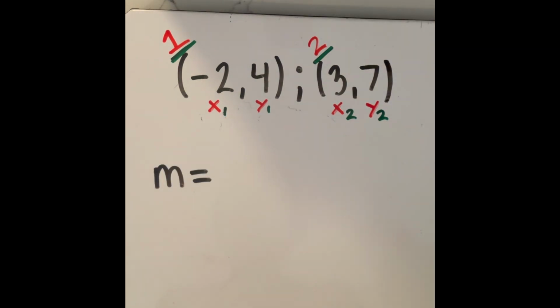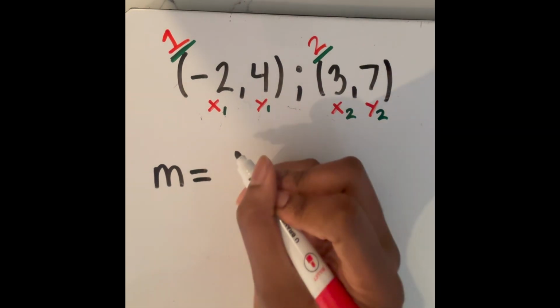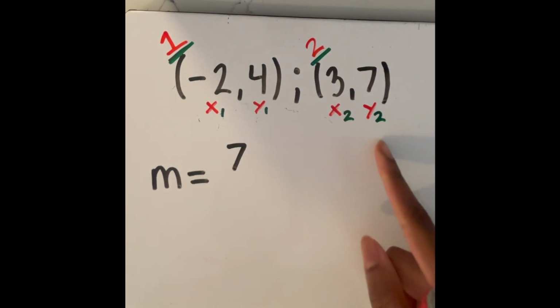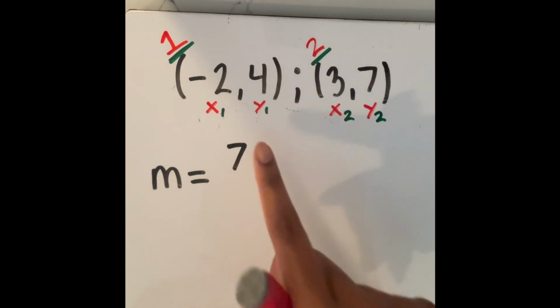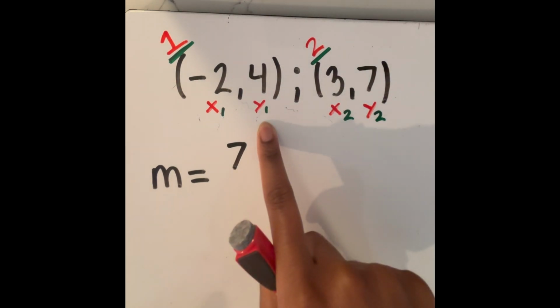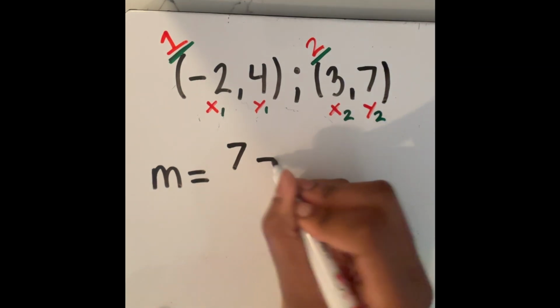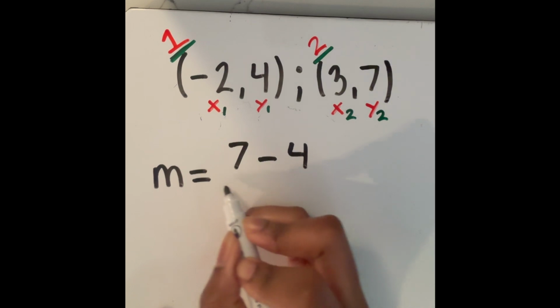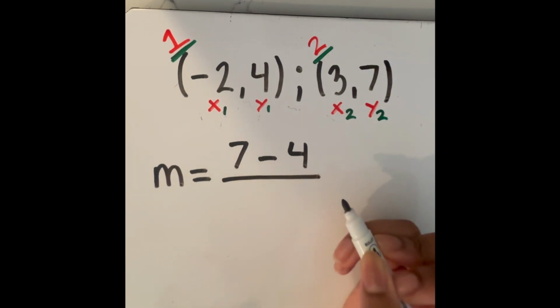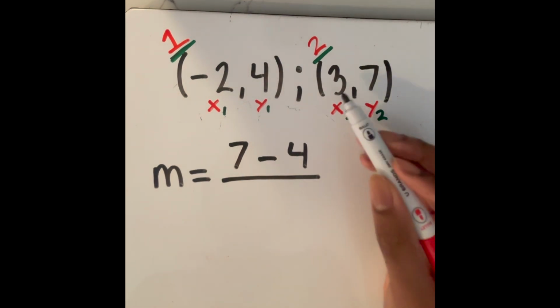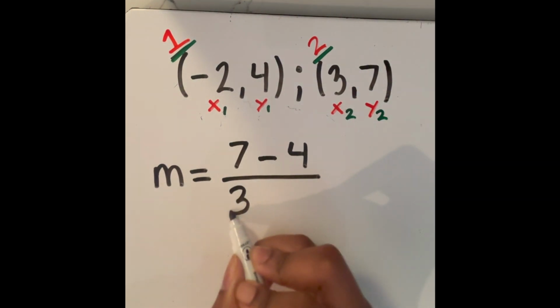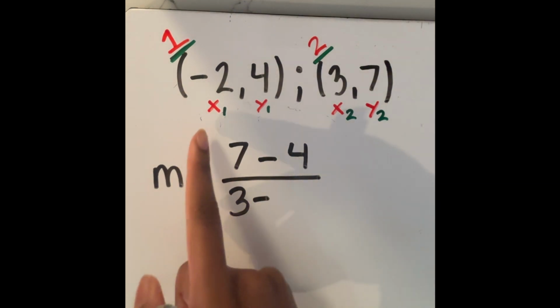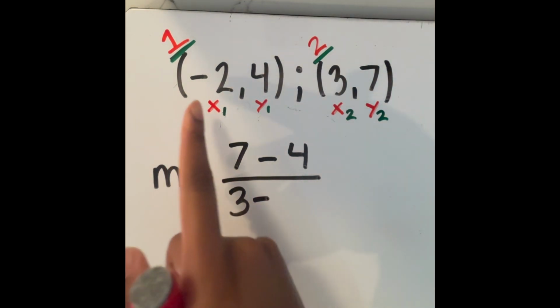We have y2. Our y2 value is the 7 right here. So 7, and then minus our y1 value, which is 4. So minus 4. Okay, so we got that first part done. We're going to put that all over, according to our formula, x2, which is right here, our 3 value. And we're going to subtract our x1, which is -2.